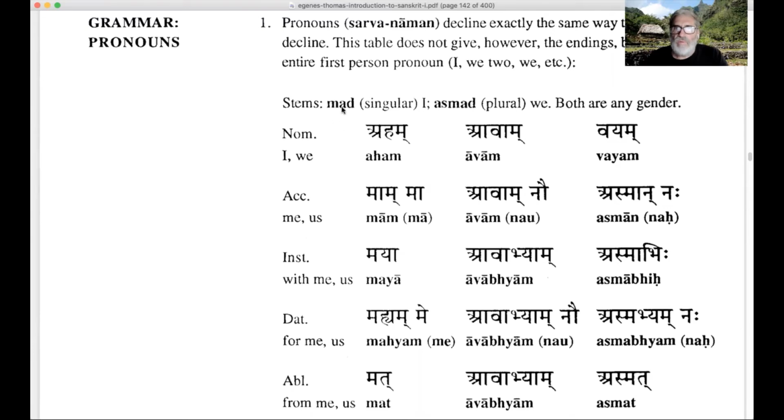Right, so this is the stem. The stem, which we don't really have to know very much about, is mad, right? Just like we say mom or mama. Mad, I, and asmad, we. Asmad is the plural, we. Now this tends to be a little irregular, but it's used very often, so we have to memorize it eventually. Both are any gender, so we don't have to worry about it being masculine, feminine, or neuter. This is how we say I or we, and how we decline it.